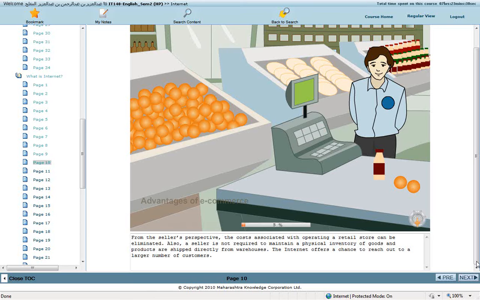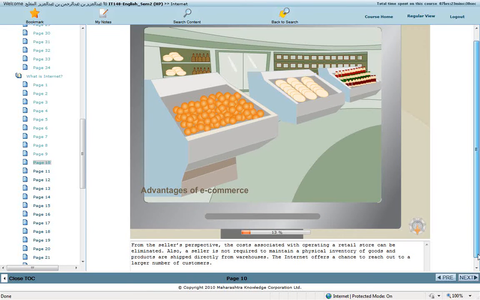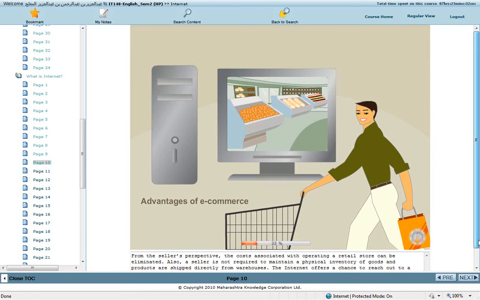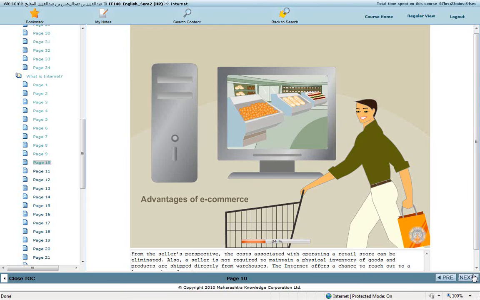From the seller's perspective, the cost associated with operating a retail store can be eliminated. Also, a seller is not required to maintain a physical inventory of goods and products are shipped directly from warehouses. The internet offers a chance to reach out to a large number of customers.